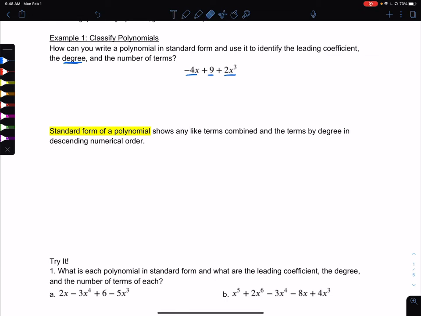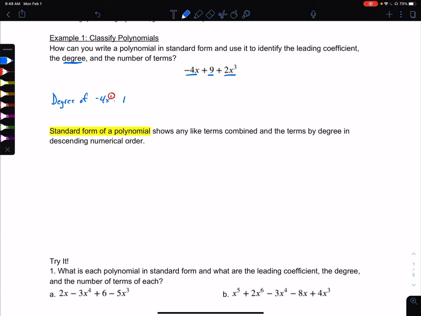So the first one we have is negative 4x. So the degree of negative 4x is going to be 1. And where that comes from is the exponent of your variable. So in this case, that would be a 1 up there. So the degree is 1.